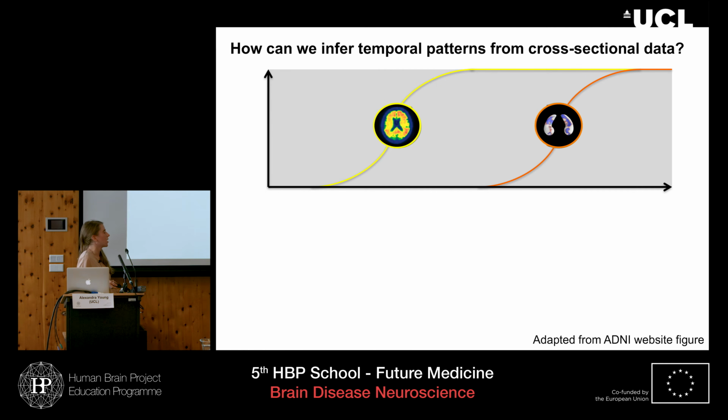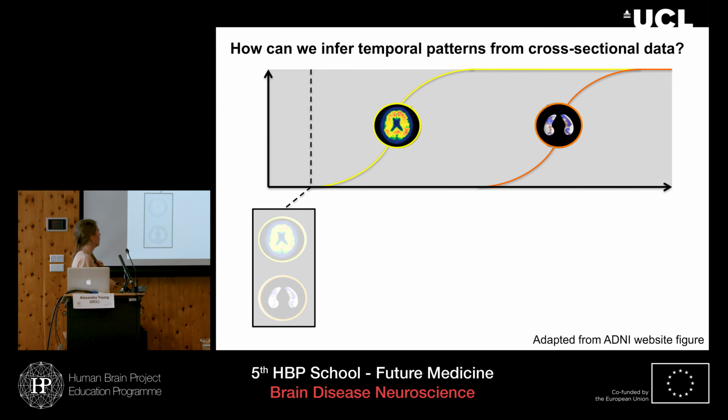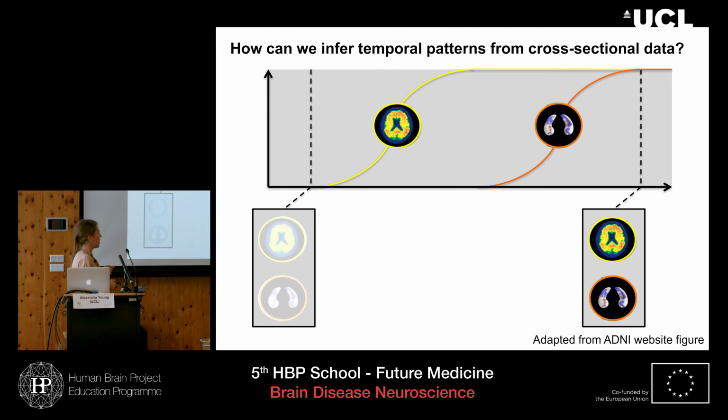So how can we infer these temporal progression patterns from purely cross-sectional data? Here's an intuitive example. Say we have just two biomarkers, a yellow marker and an orange marker, and we can see that the yellow marker becomes abnormal before the orange marker. Now if we imagine that we're taking cross-sectional snapshots of individuals that are at some stage along this model, if we take a sample at the beginning of the progression, we'll see that they have none of the biomarkers. Both markers are normal. At the end of the progression, both markers are abnormal.